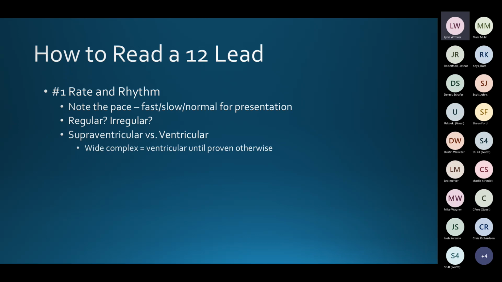So how to read a 12 lead? Rate and rhythm. Note the pace. Is it fast, slow, normal for the presentation? If he's running a race and you just happen to do a 12 lead, as if you're doing a stress test on a patient. When we do a stress test, we run them to almost maximum exertion and then do the 12 lead again at that point. And of course, they're going to have a fast rhythm. That's the normal thing. Your pulse increases because of exercise.